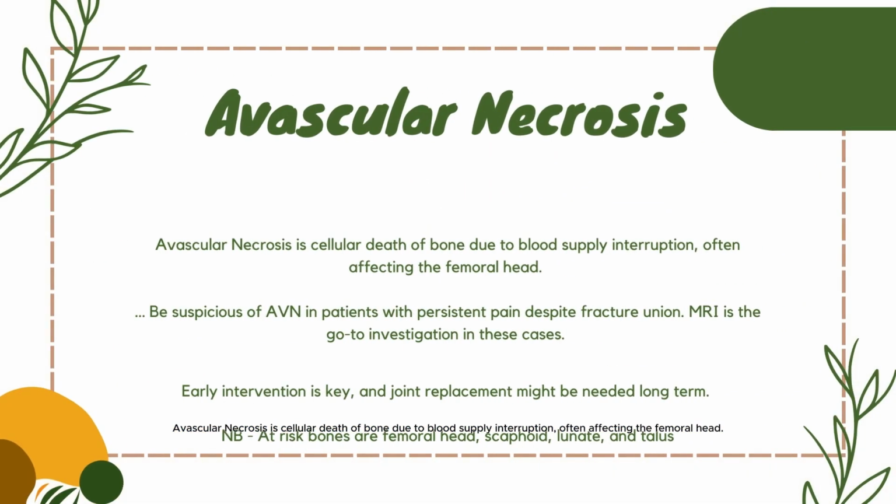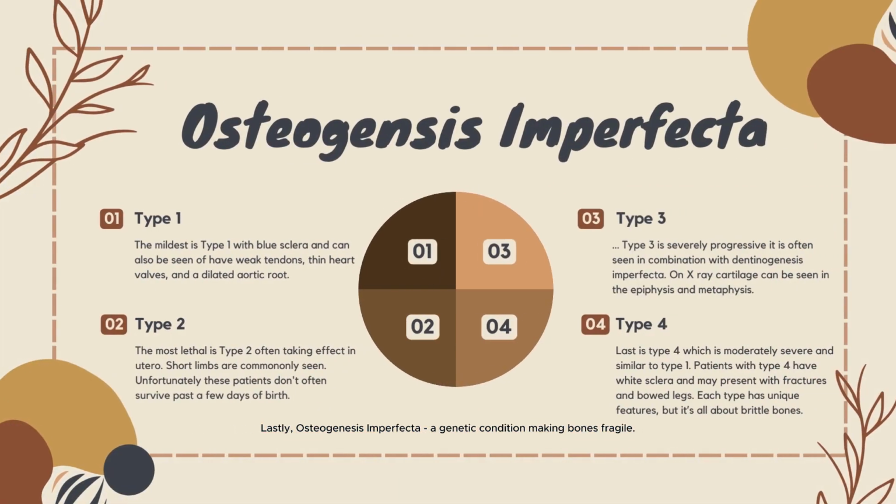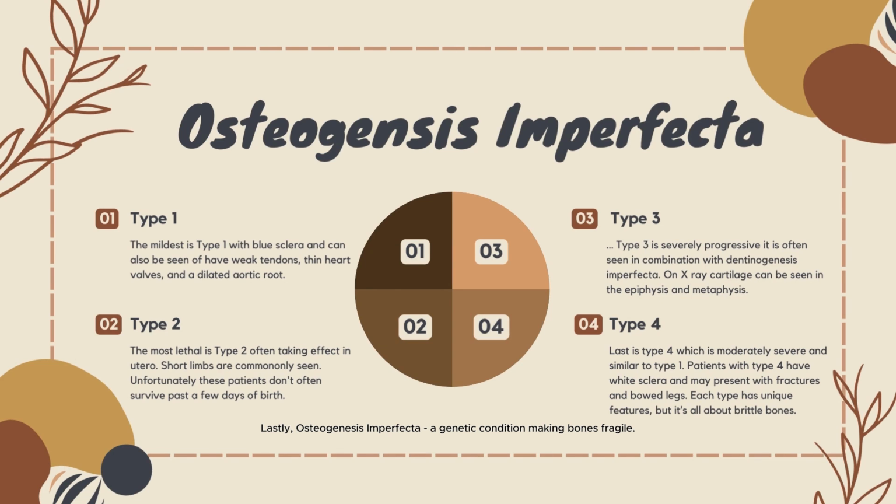Avascular necrosis is cellular death of bone due to blood supply interruption, often affecting the femoral head. Be suspicious of AVN in patients with persistent pain despite fracture union. MRI is the go-to investigation in these cases. Lastly, osteogenesis imperfecta, a genetic condition making bones fragile.